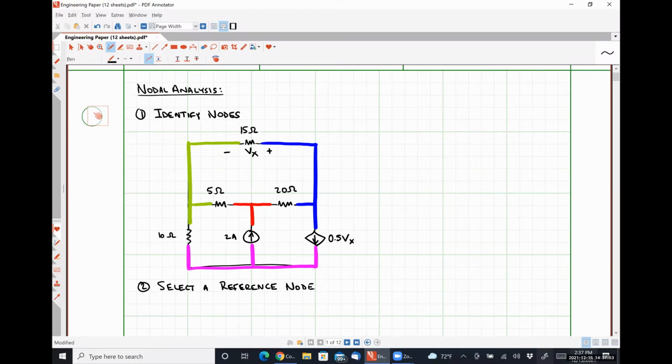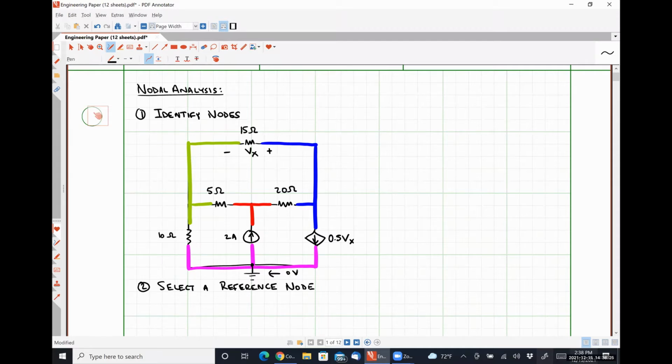So David, which one do you want to work with as our reference? Bottom one in pink. Okay.